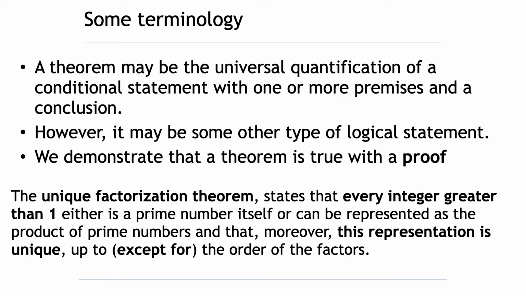What do we have here? We have here several premises and we have a conclusion. What is the conclusion in our case? The conclusion is that the number is a prime number itself, or it can be represented as a product of prime numbers. And then the premises in our case are that the number is an integer and is greater than 1. So in this case we have two premises. This is an example of a common theorem. Through this video series you will see more of them.